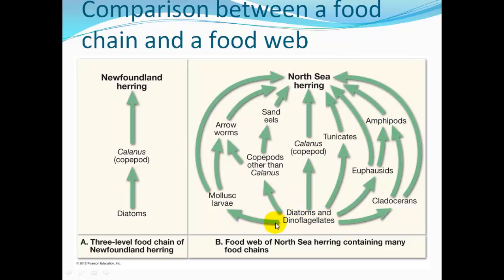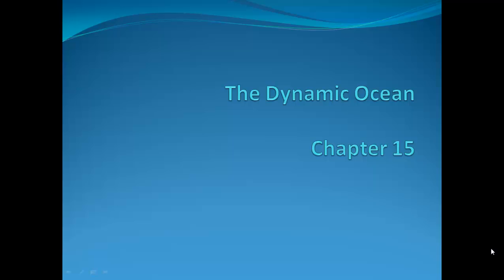So as long as one part of the food web is being very productive that year, the North Sea herring will stay abundant. End of that chapter.